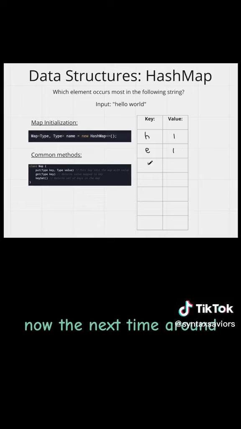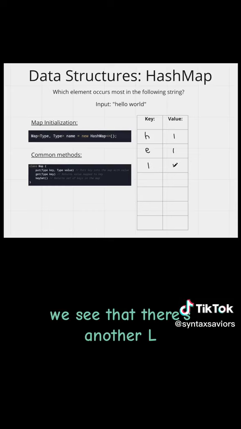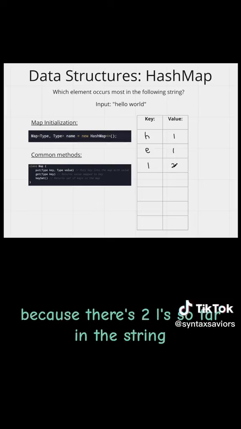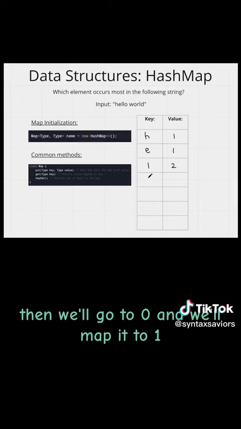Now, the next time around we see that there's another L. So what we're going to do is replace the value mapped to L with 2, because there's 2 L's so far in the string. Then we'll go to O and we'll map it to 1.